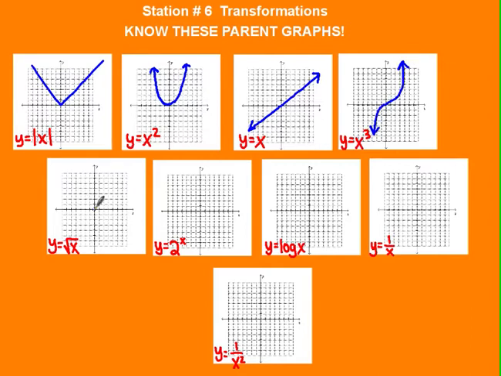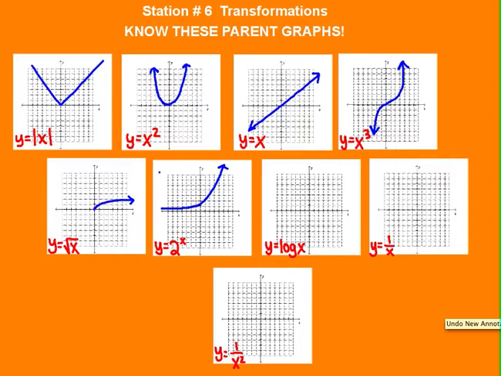The square root of x is like a little hook coming from the origin. 2 to the x power. Any exponential function, if it's exponential growth, it has an asymptote at y equals 0 and it goes through 1 on the y-axis. If it's decay, of course, then it will go down this way, okay?